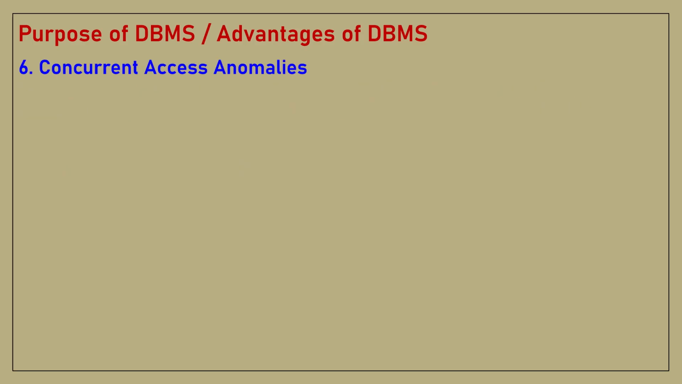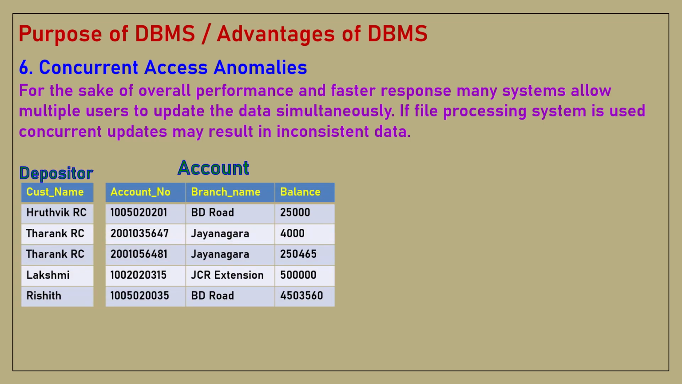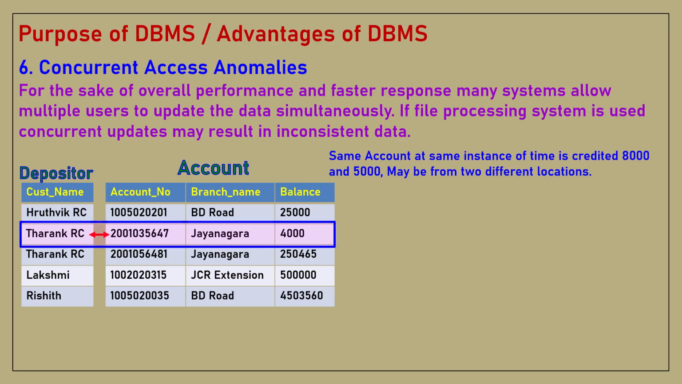Concurrent access anomalies. For the sake of overall performance and faster response, many systems allow multiple users to update the data simultaneously. If a file processing system is used, concurrent updates may result in inconsistent data. Consider an example. Consider an account with a balance of 4,000. If two persons at different locations try to deposit 8,000 and 5,000 respectively at the same time to the same account, the programs reading the balance at each terminal will read 4,000 from the account.